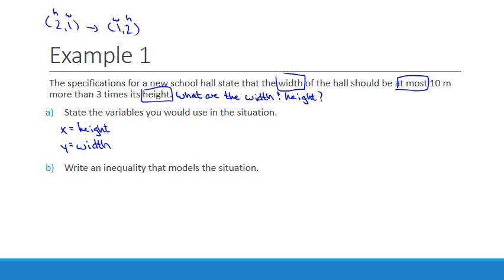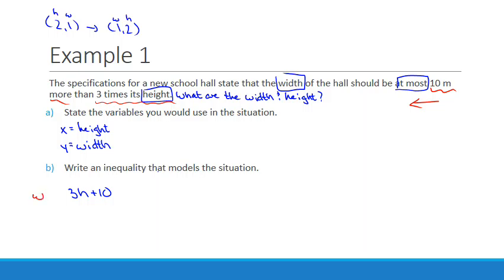Now, I'd like to work backwards usually with this. So I would see 3 times its height, and I would start thinking, okay, 3 times its height would really be 3h. And then 10 meters more than that, well, I just add 10 to it. And then I'm reading backwards some more. The width of the hall should be at most 10 meters more. So the width should be kind of equal to this.